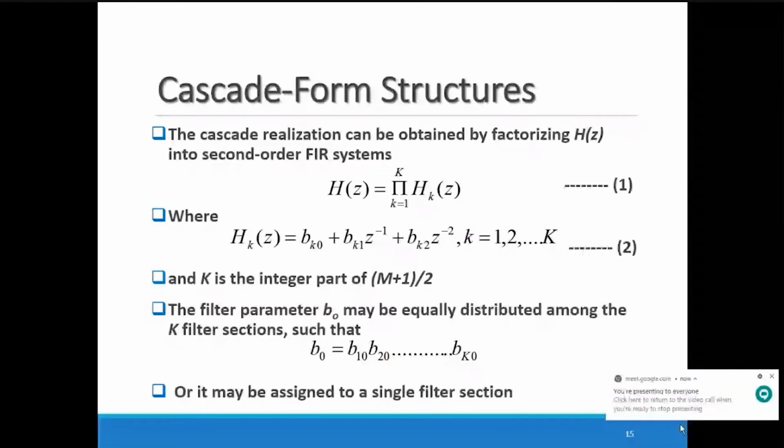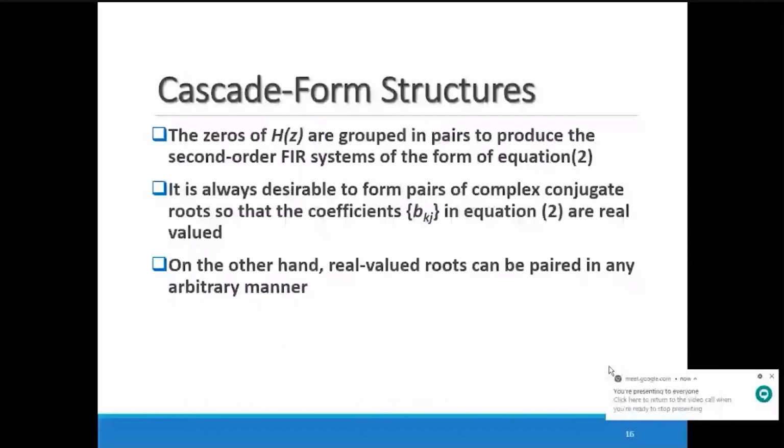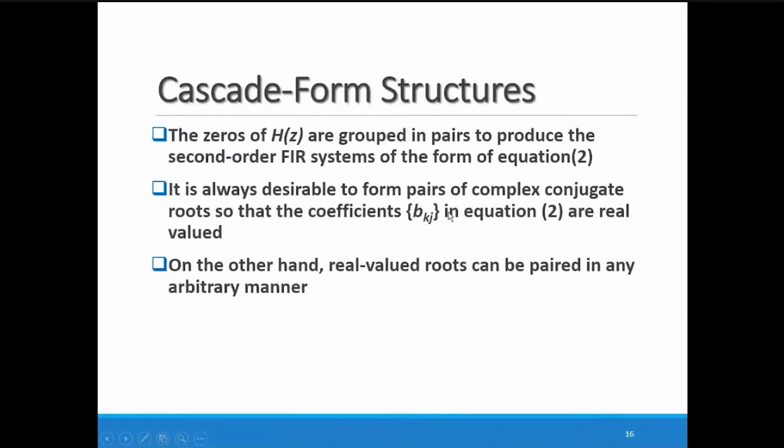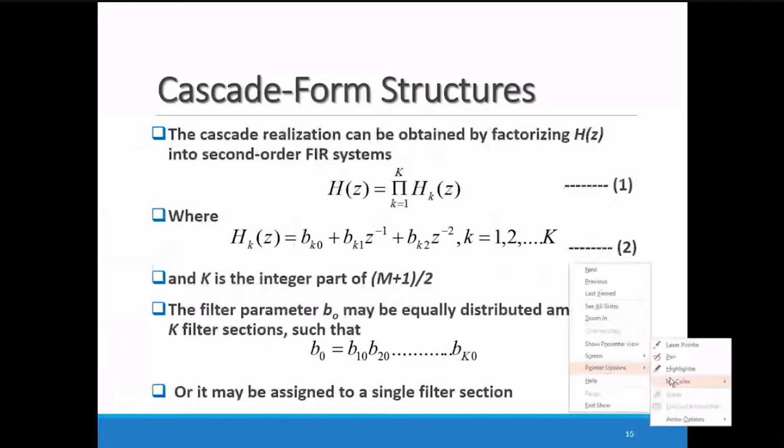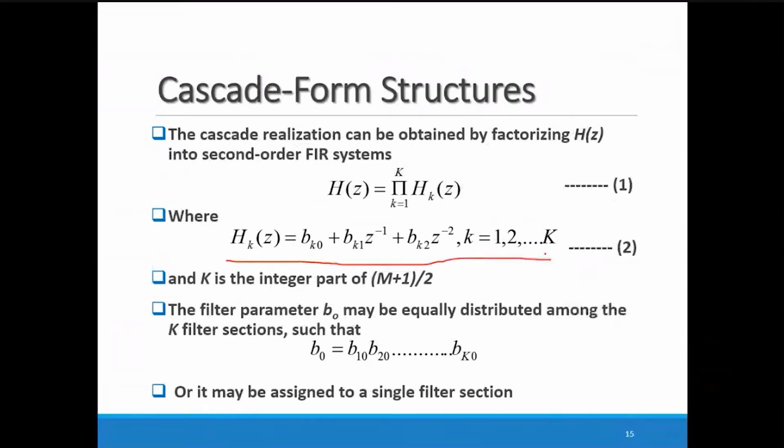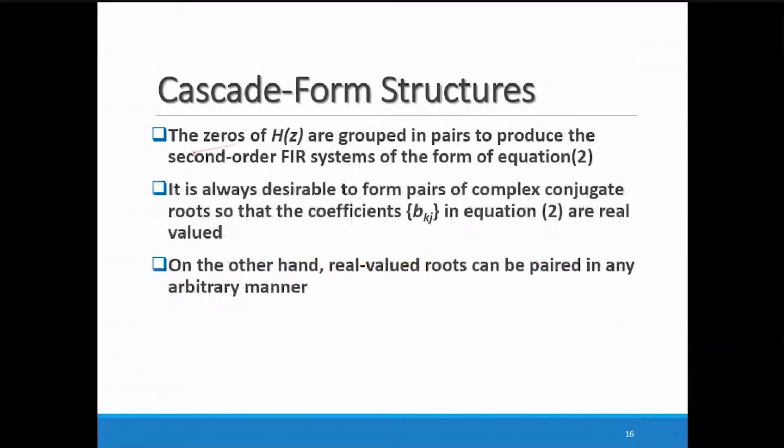The zeros of H(z) are grouped into pairs to produce the second order FIR system of the form given in equation 2. So all the zeros are grouped in pairs in such a way that they produce the second order sections.